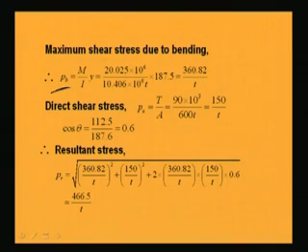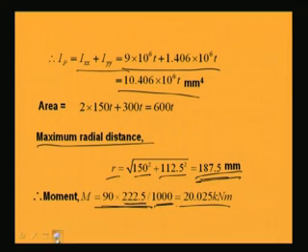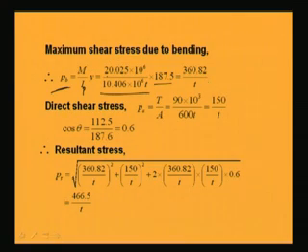Now we will find the stress due to bending or torsion, whatever you call it, which is M by I into y. I means IP. The moment is 20.025 into 10 to the 6, IP is 10.406 into 10 to the 6 into T, and y is the maximum radial distance where the maximum stress develops, which is 187.5. After calculation we get 360.82 by T Newton per millimeter square.